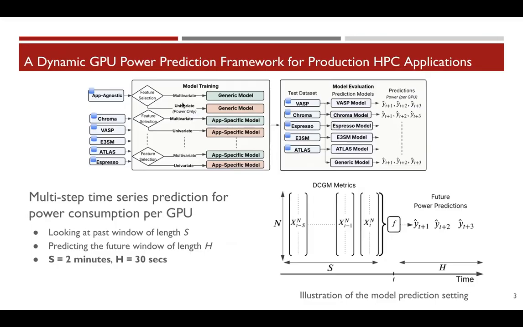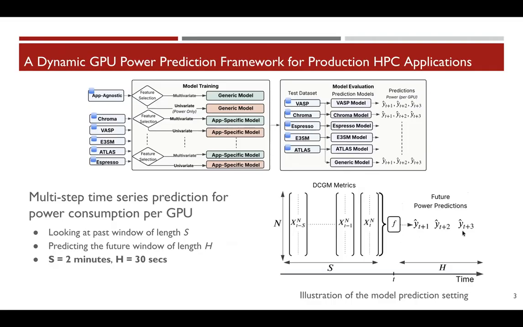Our models have two different knobs. One is the feature set that they are using. Multivariate models use the DCGM telemetry that includes power consumption and other metrics, and univariate models only use historical power consumption data to predict future power consumption. And we have generic and application-specific models. Generic models are trained on the application-agnostic datasets, and the application-specific models are trained on the corresponding application dataset. And we use LSTM models to predict future power consumption in multi-step predictions.